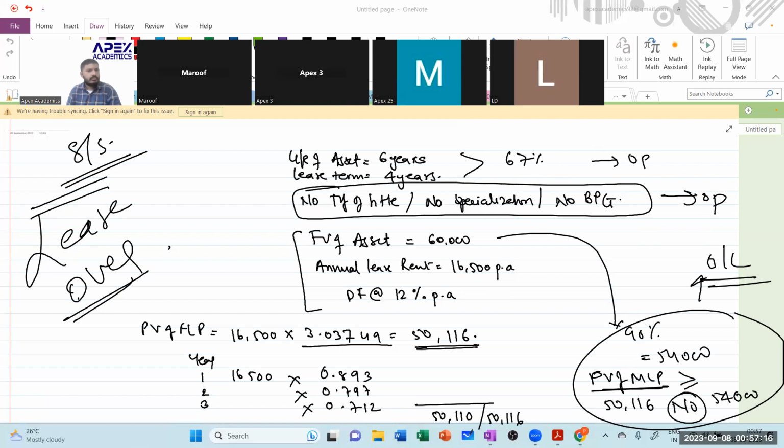The calculation of annuity factor? Right now you don't need it. Don't worry, when it comes, I will cover it for you. It's a simple calculation here, it's not rocket science. Okay. Lease is over.